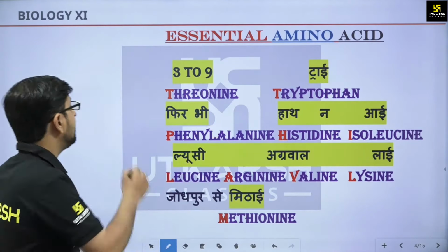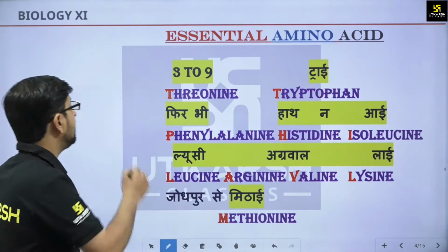Clear? Total 10 in number. But if the options in the exam are 8 and 10, then the more correct option is 8, because histidine and arginine are semi-essential. So the correct option is 8. But if option 10 is given alone, then 10 is correct, since essential amino acids are 10 in number if we do not consider histidine and arginine. Clear? Okay.